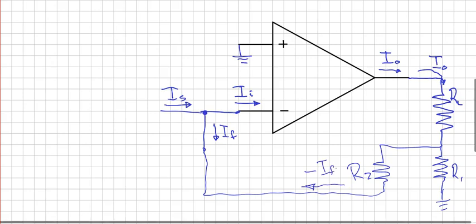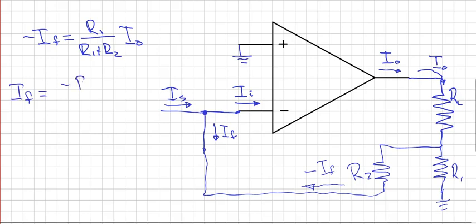And we can write an expression for that over here. Minus I_F equals R1 over R1 plus R2 times I_out, or I_F equals minus R1 over R1 plus R2 times I_out.